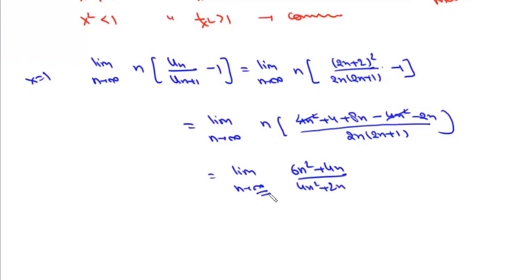Now it is an infinite limit. Highest power is n square. So the value of this limit is simply 3 by 2, and 3 by 2 is greater than 1, which means this series converges. So this series converges if the value of x is 1. So for x equal to 1, the ratio test failed, but we got the result using Raabe's test. Now an alternative to Raabe's test is the logarithmic test.